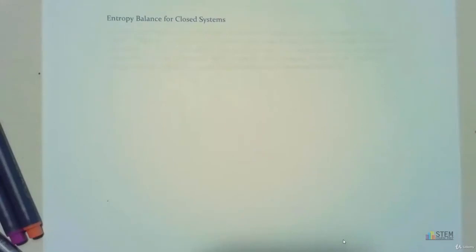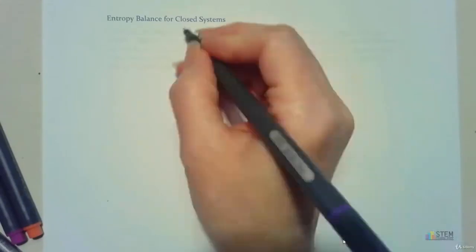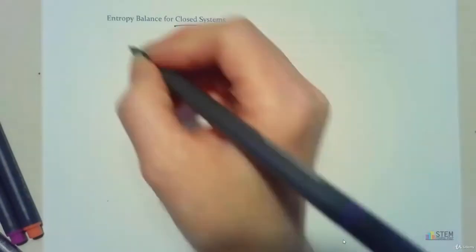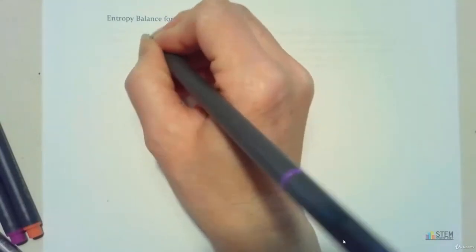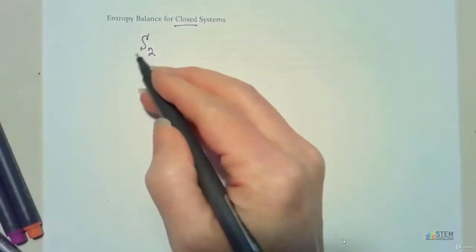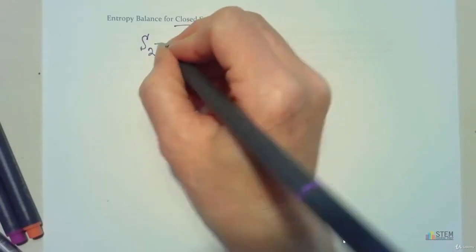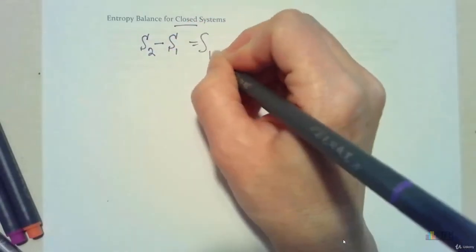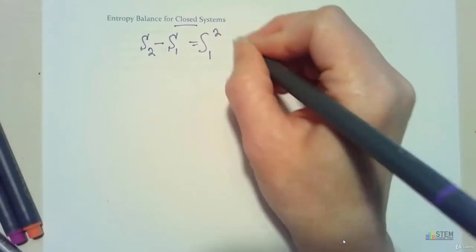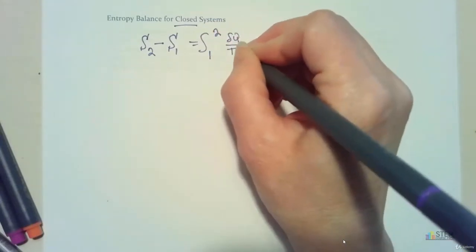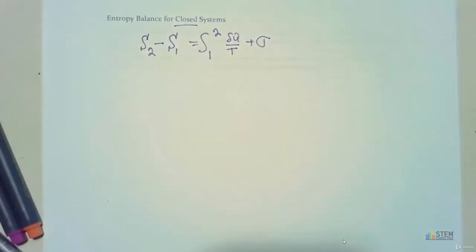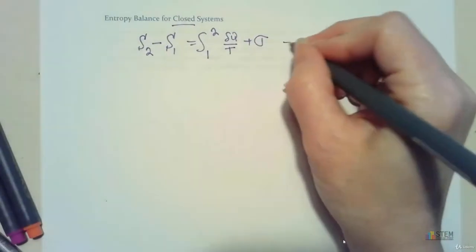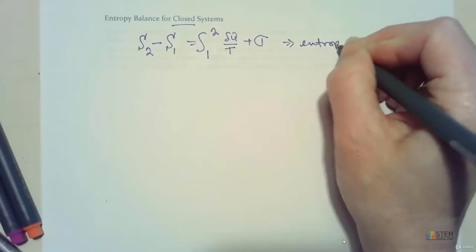We have covered energy balance a couple times. Now we're going to cover entropy balance. This is going to be for closed systems still. Now our equation we're going to have is the entropy at state 2, note this is a capital S, minus the entropy at state 1 is going to equal the integral from state 1 to 2 of delta Q over T plus this little sigma. This is the entropy balance equation.